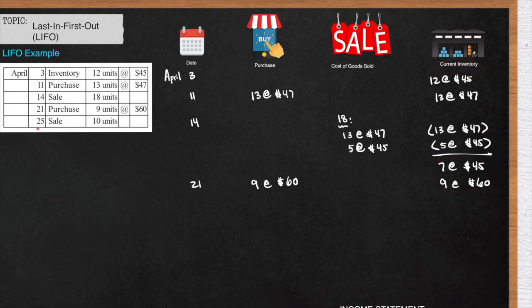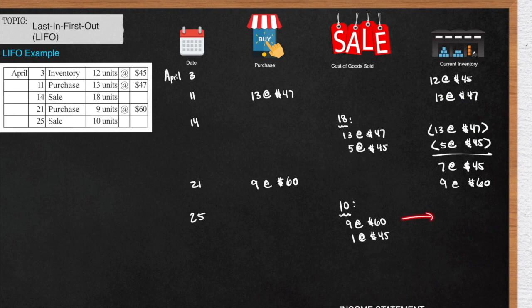Our last transaction took place on the 25th. It was a sale for 10 units. So here's the 25th, and we sold 10 units. This is where FIFO and LIFO matter. This is last in, first out. And if it's last in, first out, you're going to pull from the newer inventory first, or you sell the most recent inventory first. In this case, it's 9 at $60. So we're going to take all of the 9 units at $60. And because we sold 10 units, we need to get one more unit. And we're going to pull that one unit from the 7 at $45. So here, 1 at $45.